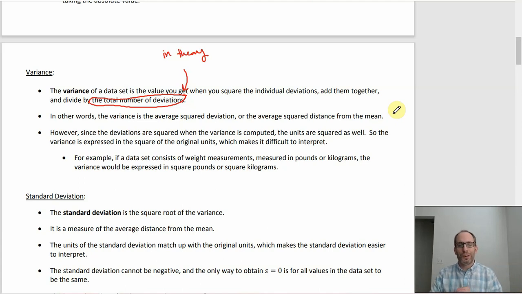At least with square feet, maybe you can think, okay, that's area, and I can kind of see how this works. Square milliliters is just weird, right? It would be better if we didn't have that. It would be better if the units actually matched up. And here's a weird one too that I wrote in here: if the data set consists of weight measurements measured in pounds or kilograms, then the variance would be in square pounds, whatever that means, or square kilograms, whatever that means. That's hard to understand. It would be better if the units actually matched.